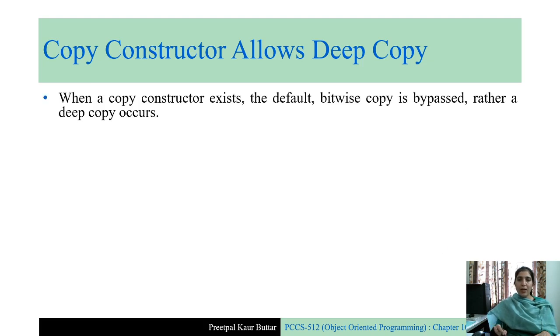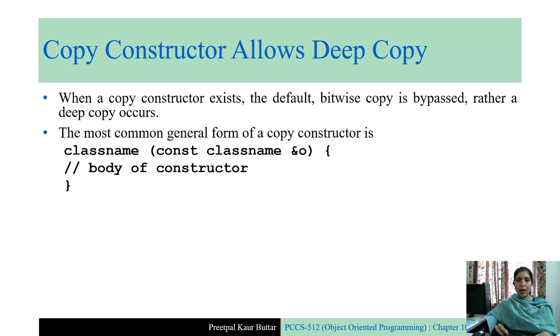So when a copy constructor exists, the default copy constructor is bypassed. The compiler does not create its own default copy constructor. Rather, the copy constructor created by you is used. And in the copy constructor which is defined by you, you perform a deep copy.